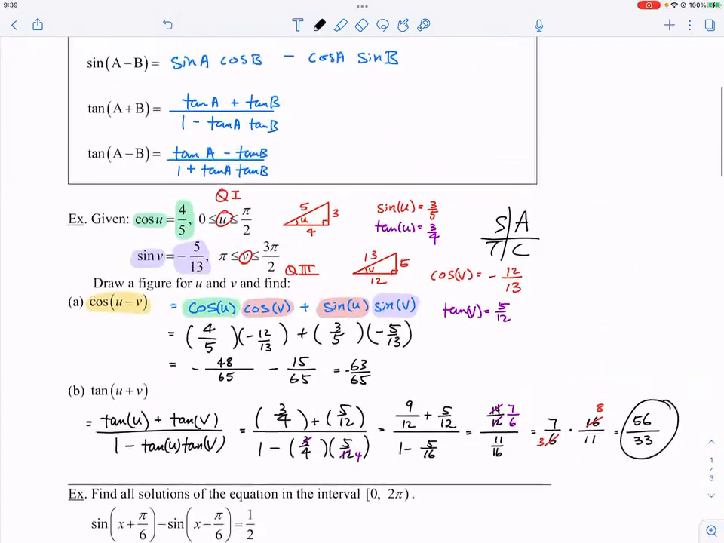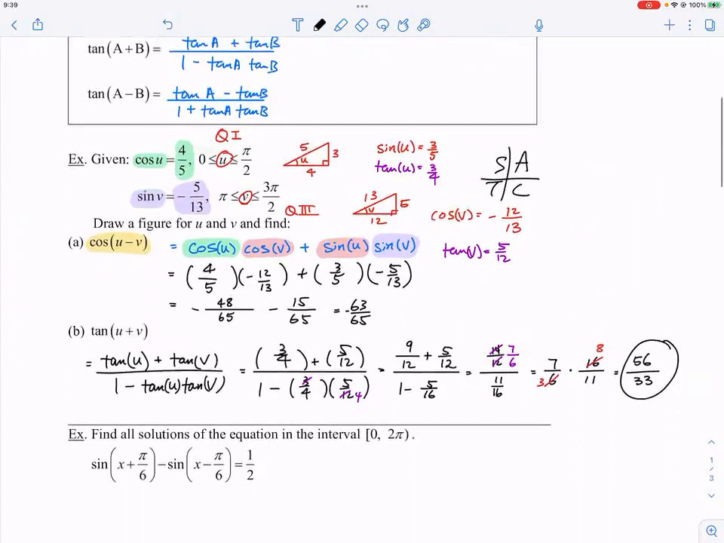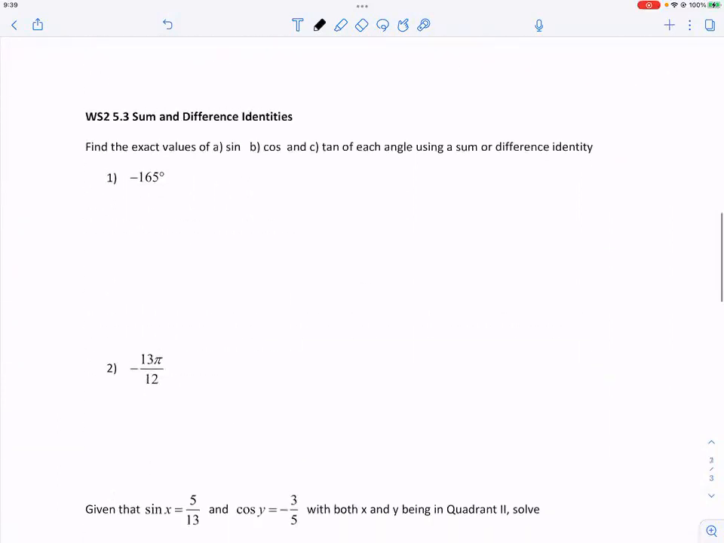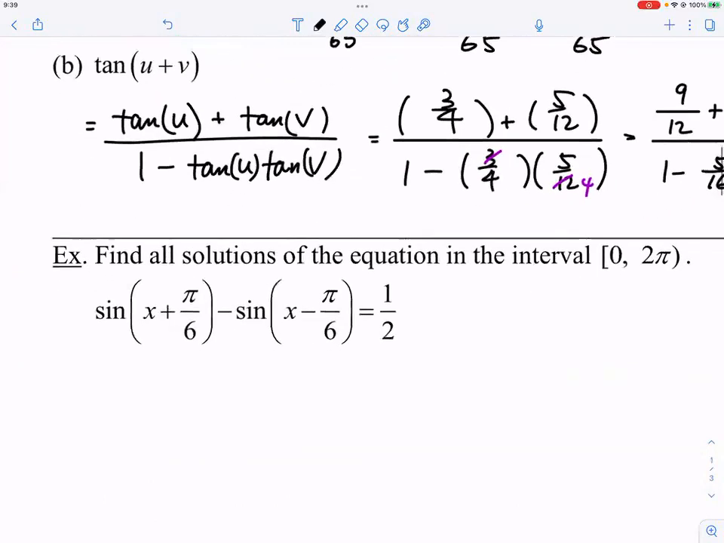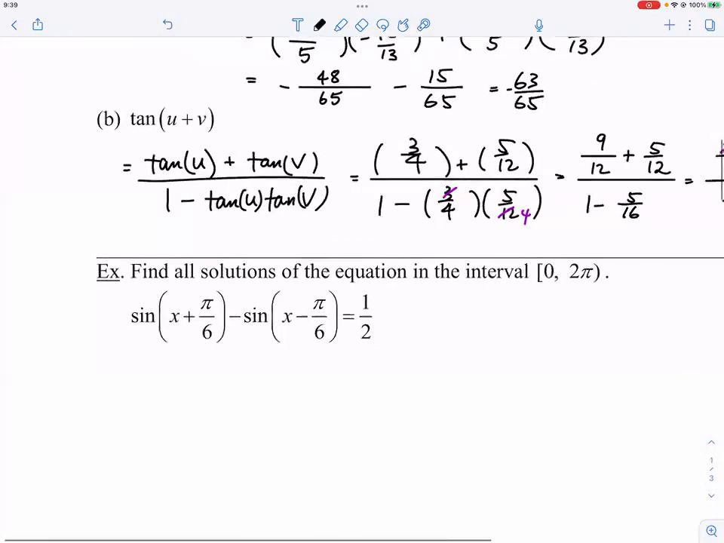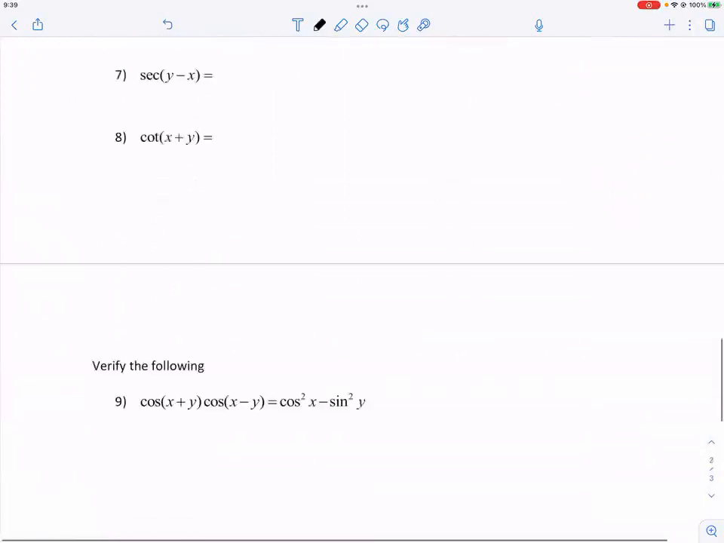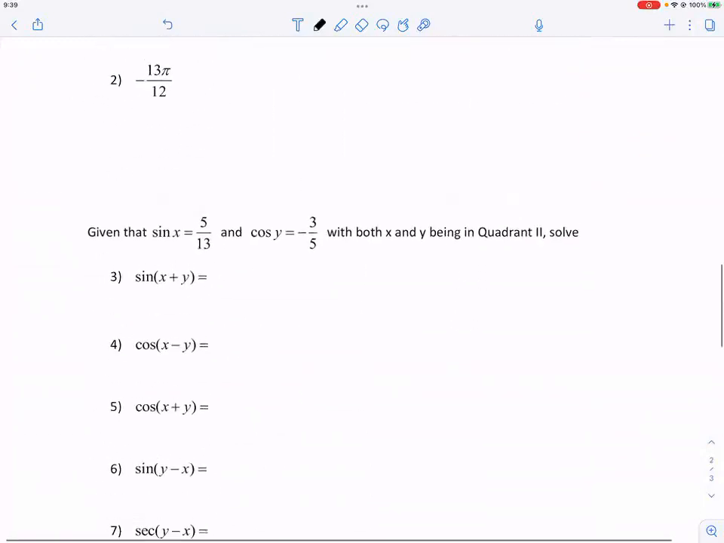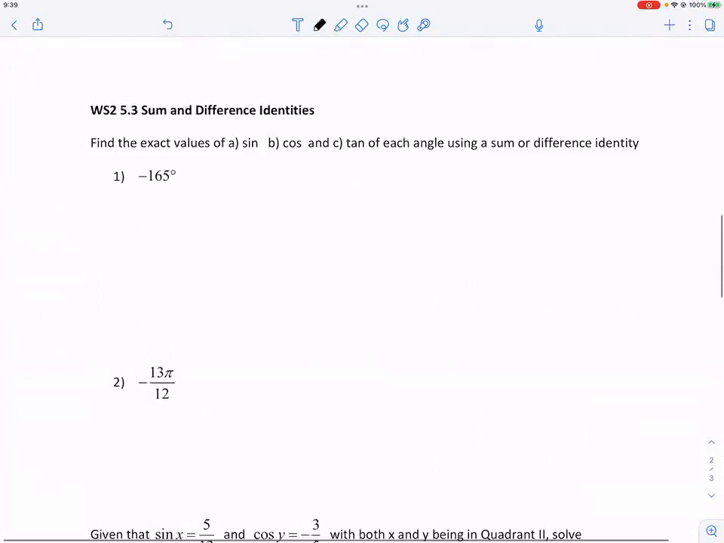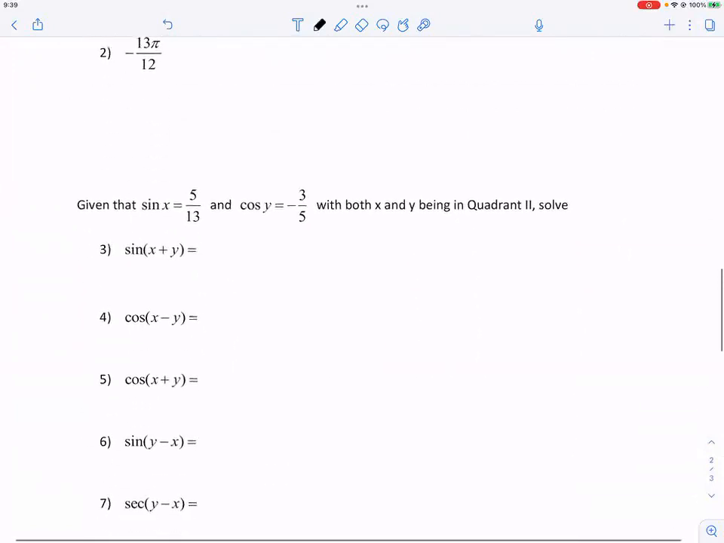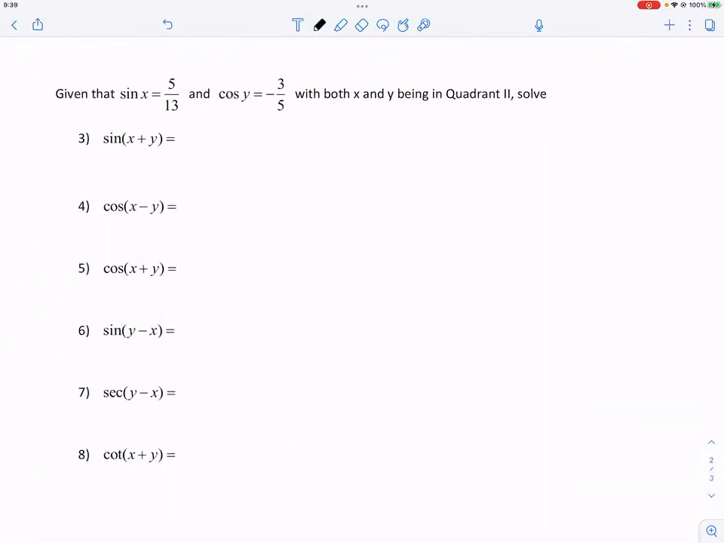So now I would like to do a couple more problems. The last question at the bottom, we'll come back to that later on. So let's go ahead and go to the worksheet page and take a look at question 3 through, wait, hold on.